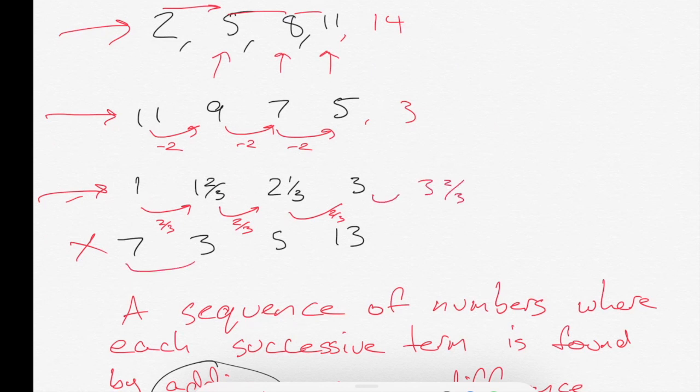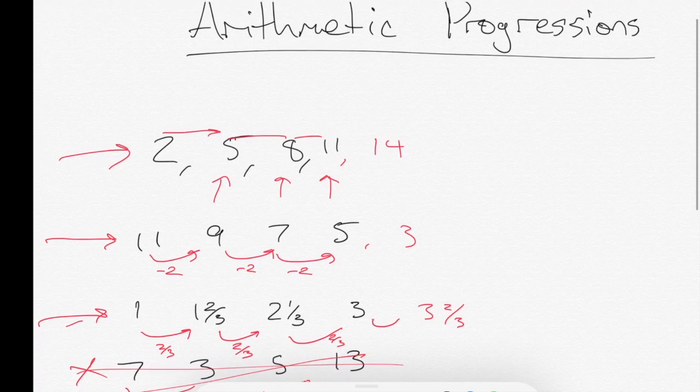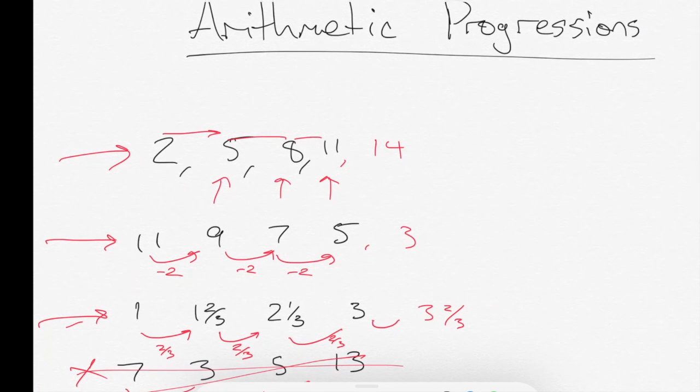What about this one? Well, here we've got a difference of -2, and then here we've got a difference of 2, and here we've got a difference of 8. This is not an arithmetic progression. So we're not going to be looking at sequences like that yet. We're sticking to sequences that go up or down with a common difference each time.